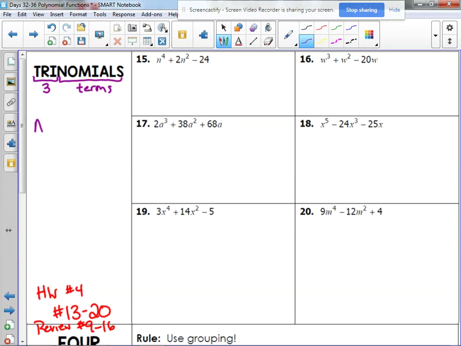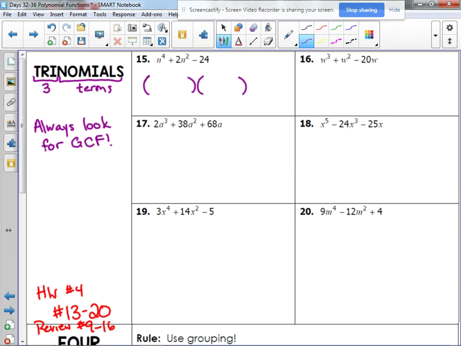The first thing we should always do is always look for GCF. That has not changed. That should always be the first thing that you look for. Do all my terms have something in common? So when we look at number 15, they do not all have the variable n, so that's out. They are not all divisible by a common factor. So no GCF there on number 15. So we know that we automatically go to two sets of parentheses.